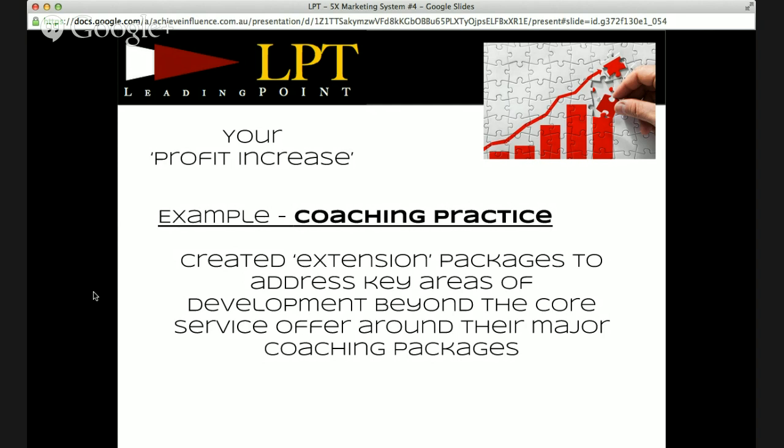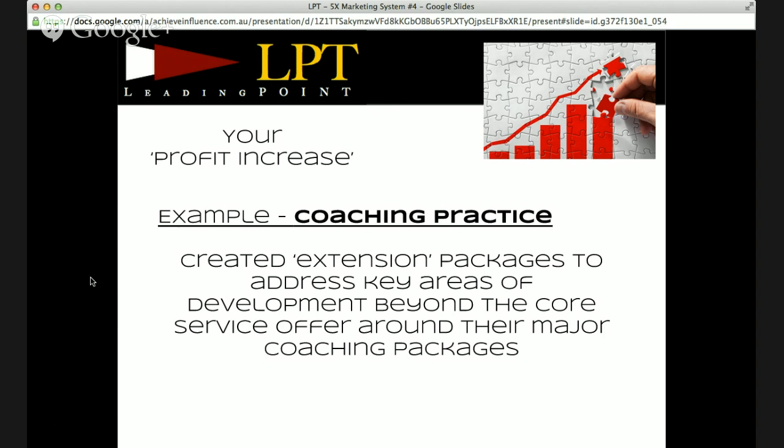So that was a great example of how a profit increase option, when it was incorporated in the marketing system that we helped them to develop, actually delivered a lot of good results for their clients and also helped them to build a substantial amount of profit and bring some structure and consistency into their business in retaining their clients.